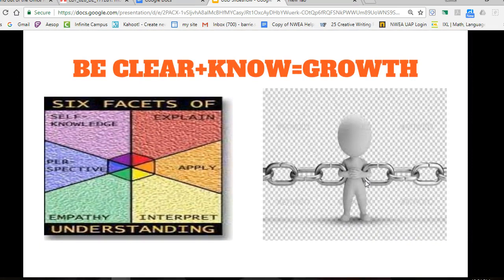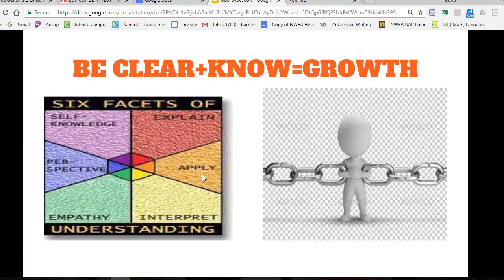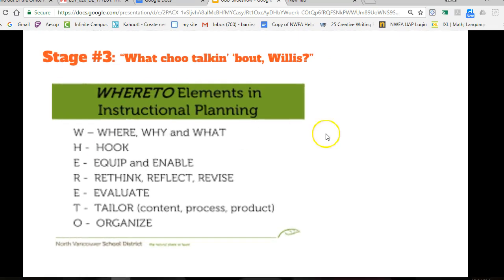Also, to be clear and to know means to grow. So as we use the 6 facets of understanding, where I check my explanations, see that students can apply them themselves, interpret them correctly by asking questions, and then consider some empathy towards their readers, have a perspective that is different, they can grow.